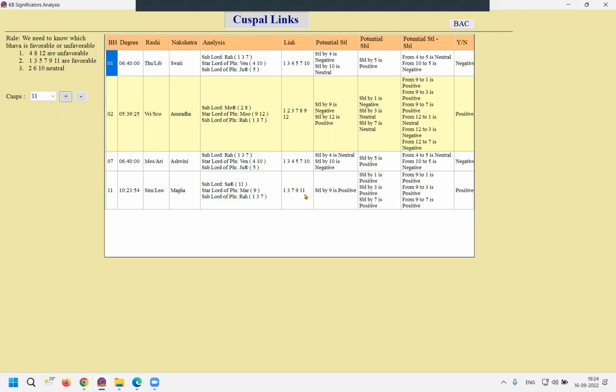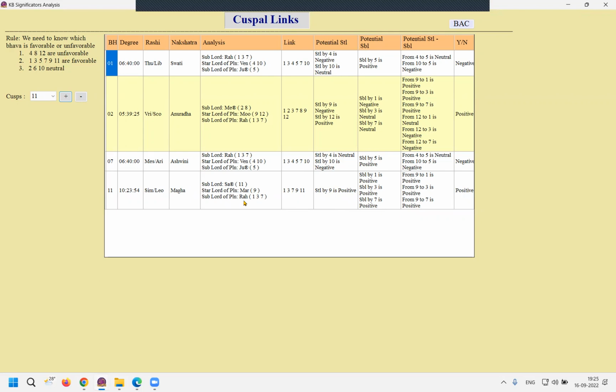So if we see whether the star lord is positive or not, the star lord by 9 is positive, because if we count from 11th to 9th, then you get 11, 12, 1, 2, 3, 4, 5, 6, 7, 8, 9. That means 11th house, and the 11th house is the favorable house. So star lord by 9th is the positive house.